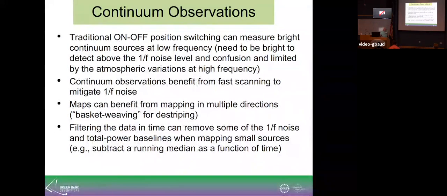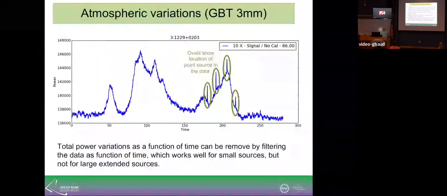And then for continuum observations, the key thing, especially for small structures, if you're not mapping a really large structure, is that you can filter the data in the time domain. This is very powerful. You can take a data stream and just do a median filter across it, and you remove the waffling stuff, and that removes that 1/f noise or the total power baseline. You basically subtract the running median as a function of time. And that's very powerful and needed for continuum observations.